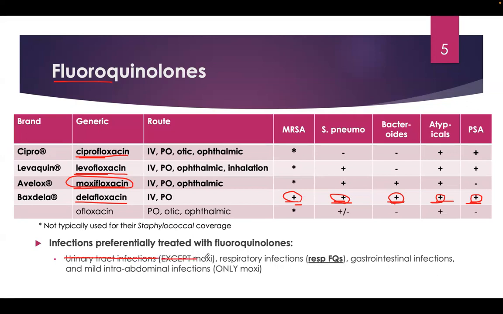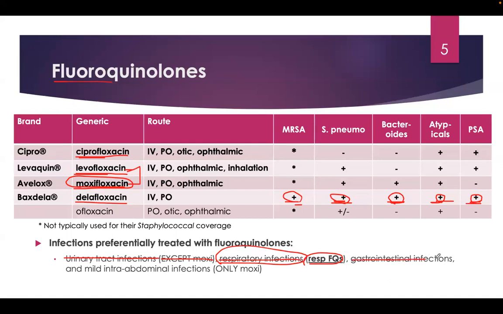You could not use moxifloxacin, though. Respiratory infections, not bronchitis, but true pneumonias. That's part of the community-acquired pneumonia protocols. I think that's fair. You would want to use a respiratory fluoroquinolone, and that's going to be levofloxacin and moxifloxacin. Those are considered respiratory quinolones. I don't really consider delafloxacin because its spectrum's too high.